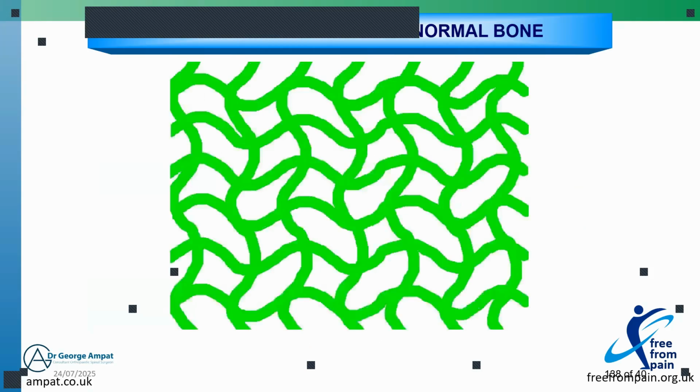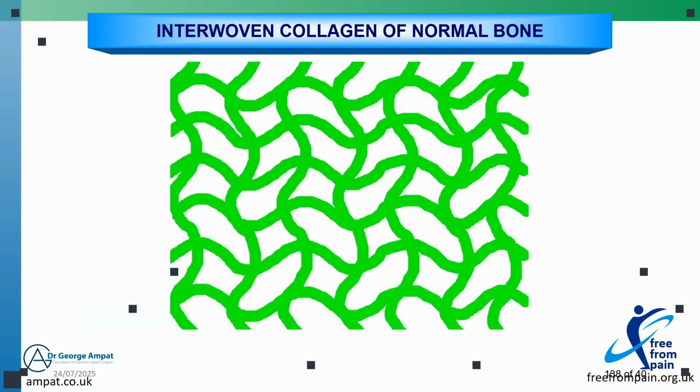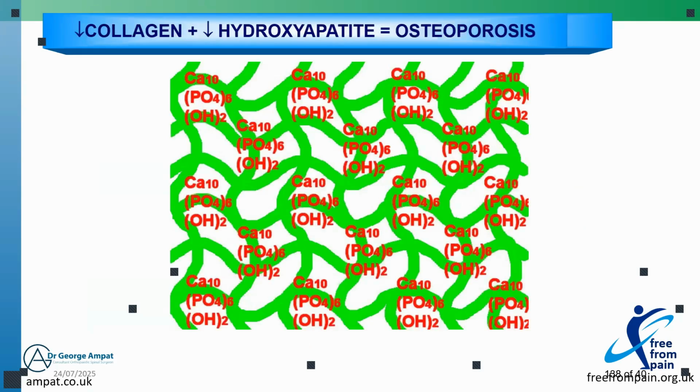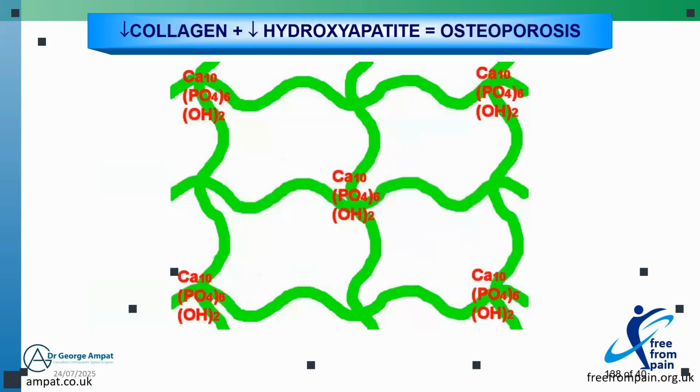Now, this is how bone is. The normal structure of the bone is collagen. Collagen is equivalent to steel. So in the normal construction industry, you use steel, whether you're building a house, a school, or a factory. In the body, whatever you build, bone, anything you do, you need collagen. And once collagen is impregnated with hydroxyapatite, then it becomes bone. So you have an adequate amount of collagen and hydroxyapatite, then it becomes normal bone. But when both the collagen and the hydroxyapatite decrease, that is when you have osteoporosis.